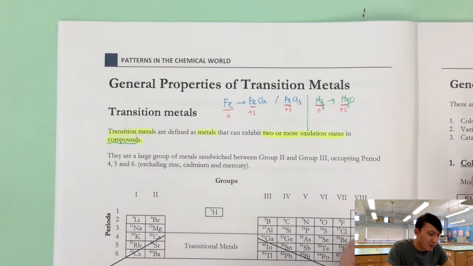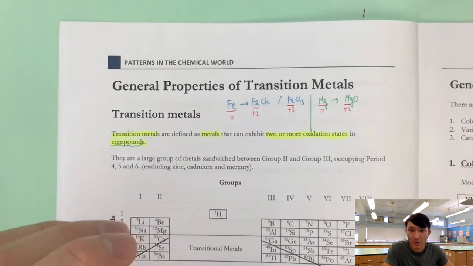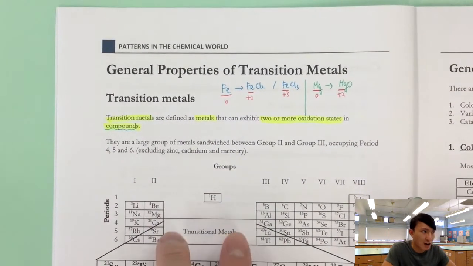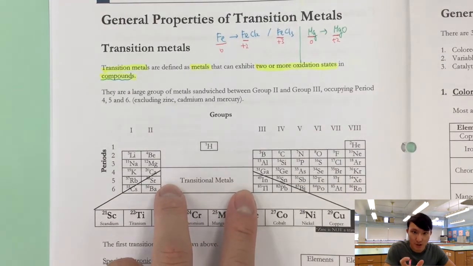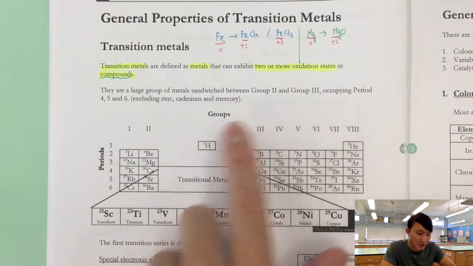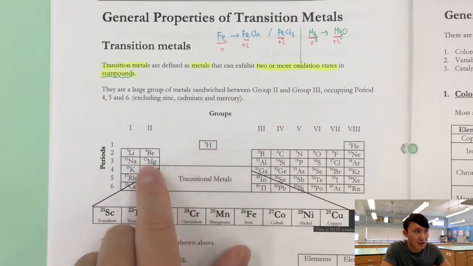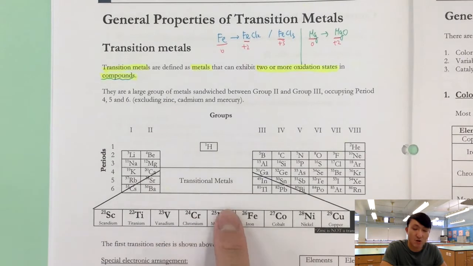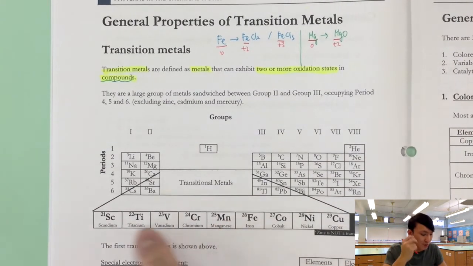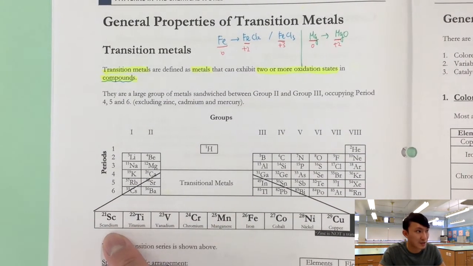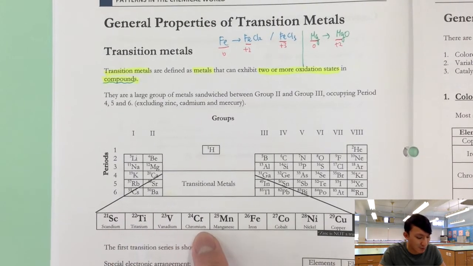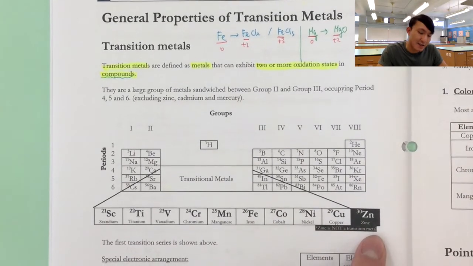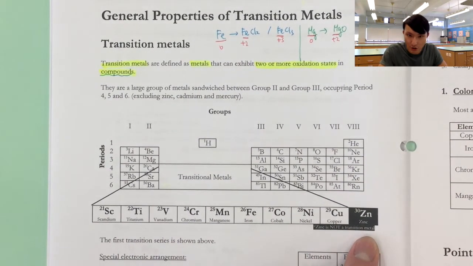Now, but what are actually the transition metals? Where can we find them? On the periodic table, the transition metals are a group of metals sandwiched between group 2 and group 3. So group 2 is here, group 3 is here. Over here, there's a bunch of metals with no group number. Those are called transition metals. If you look at period 4, it starts with scandium, and then titanium, vanadium, chromium, manganese, iron, cobalt, nickel, copper. Now notice that zinc is not considered as a transition metal.